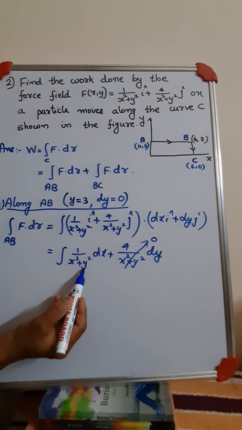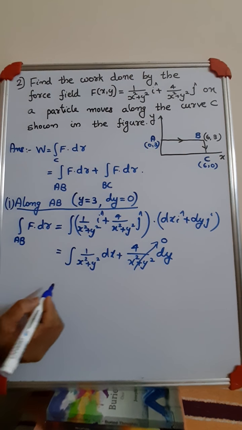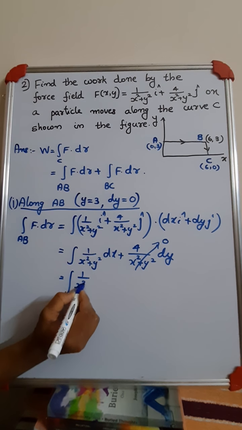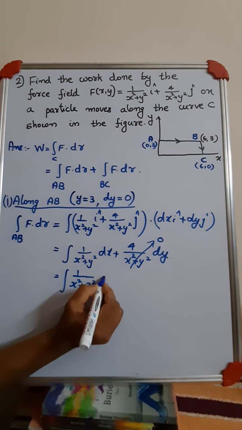So, we have to give a substitution for y. Integration is with respect to x. What is our substitution for y? It is 3. That is integral of 1 by x square plus 3 square, which is 9, x square plus 3 square dx.